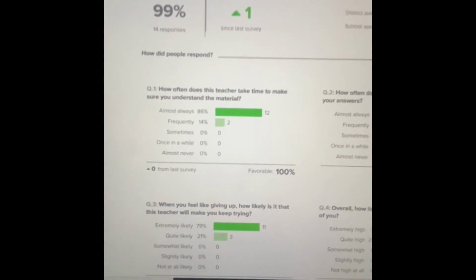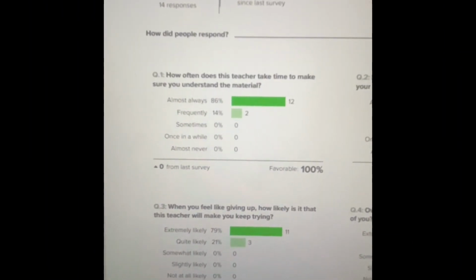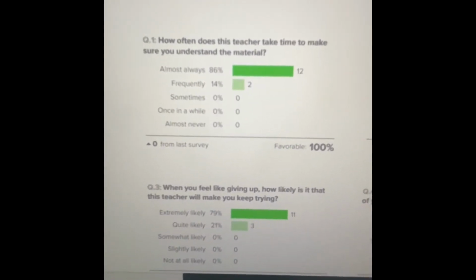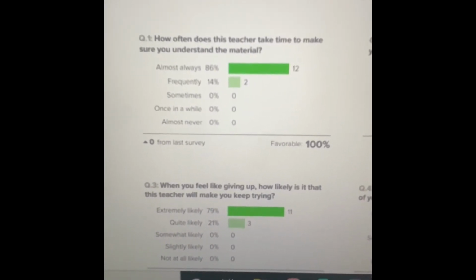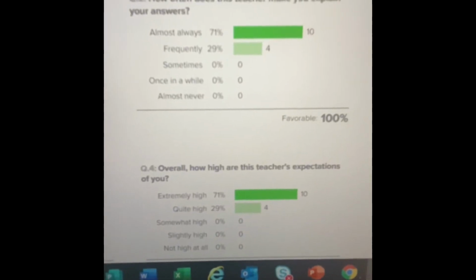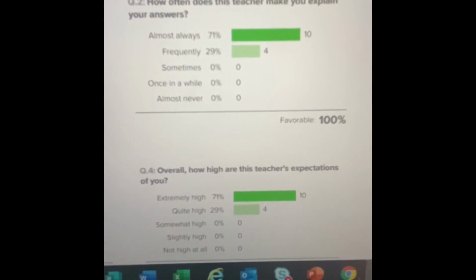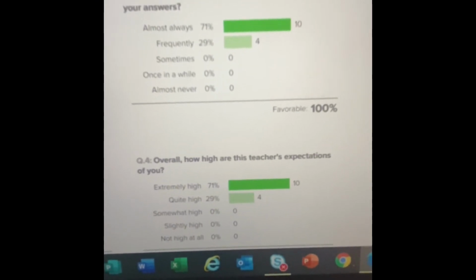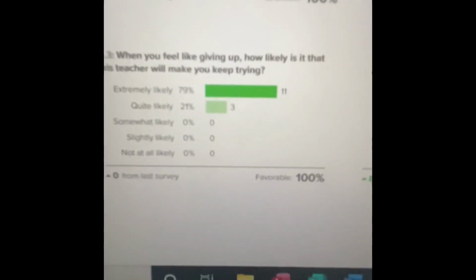For this fourth category of rigorous expectations, I got 99%. These are the main questions that they were asked. How often does this teacher take time to make sure you understand the material? And this is good, because I surely do. Next one, how often does this teacher make you explain your answers? This is constantly: explain, give me evidence. This is all the time in my class.